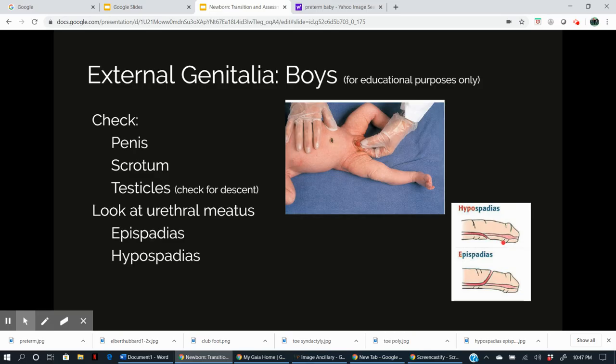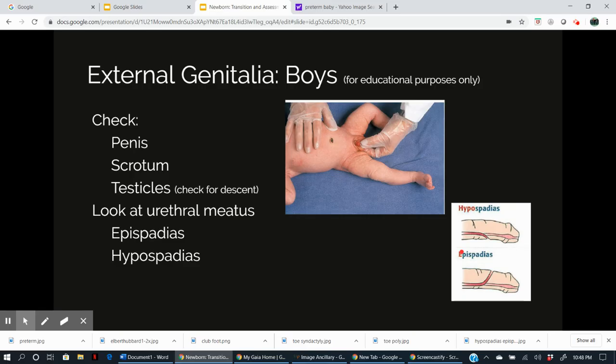Sometimes it's up a little bit higher, just under the glans or on the dorsal side of the glans, but it is not normal. And it's important to assess these. Epispadias is the opposite. It's like up top. Now, it can be somewhere on the shaft. It can be just under the glans. It can be on the top of the glans. So there's degrees of epispadias and hypospadias.